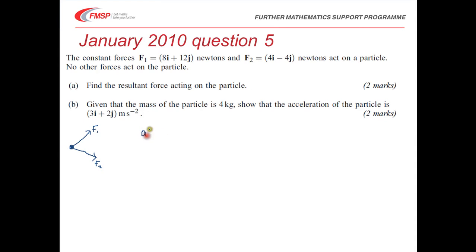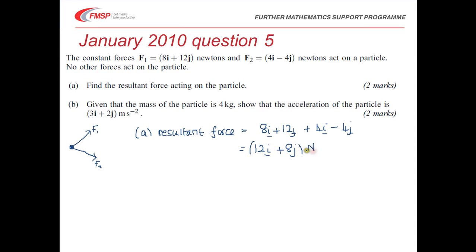So in part A, we're asked to find the resultant force. All we actually have to do is take those 2 forces, F1 and F2, and add them together. So that's going to be 8i plus 12j plus 4i minus 4j. We add the i components and the j components, bring them together, and we end up with 12i plus 8j. And that will be in newtons.